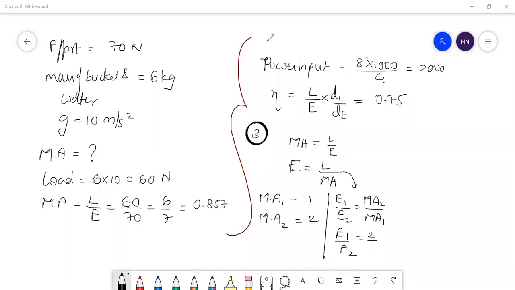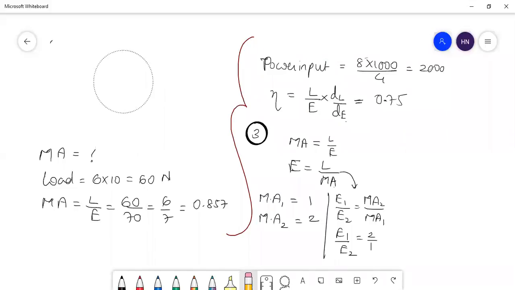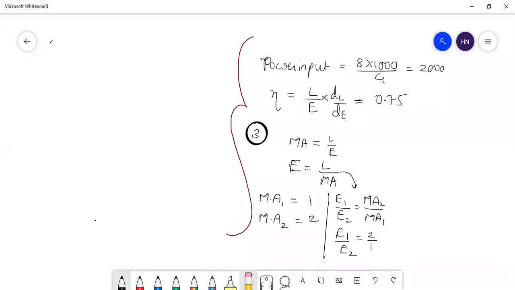Fourth one. Yeah, Vedika. Sir, in the fourth one, it is given that in a block and tackle system of 3 pulleys, the load is 75 kgf and the effort applied is 25 kgf. So the mechanical advantage will be load upon effort, which is 75 by 25, which will be 3.